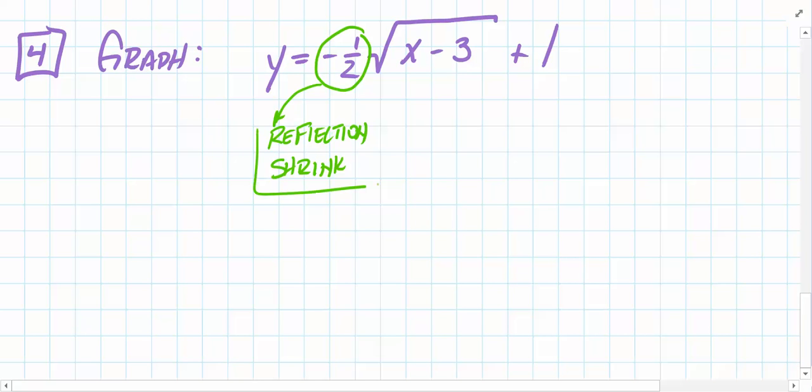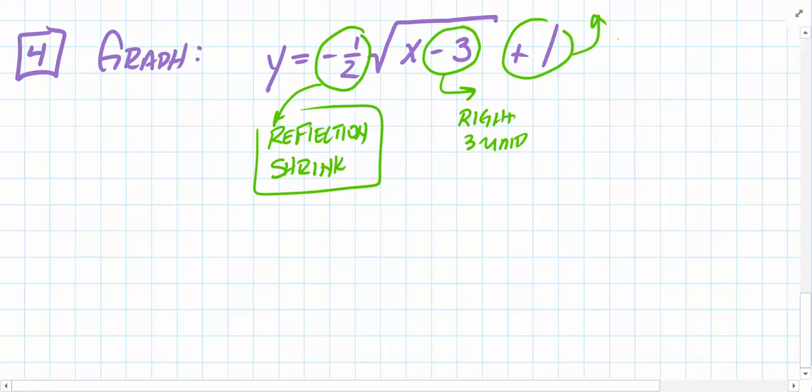Tell me what this plus 3 underneath the radical is going to do. This is going to go to the right 3 units. To the right 3 units. And then this piece is going to go up 1 unit. And see how I kind of draw the arrows to indicate what they do? Kind of fun. Yeah, right?